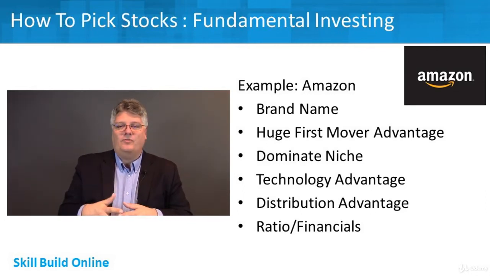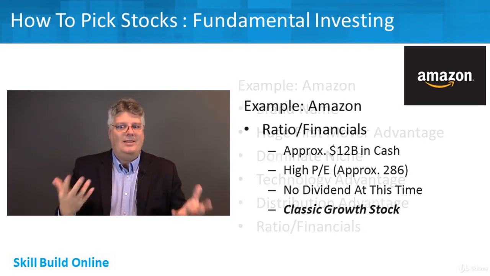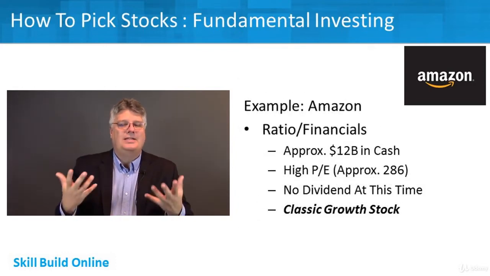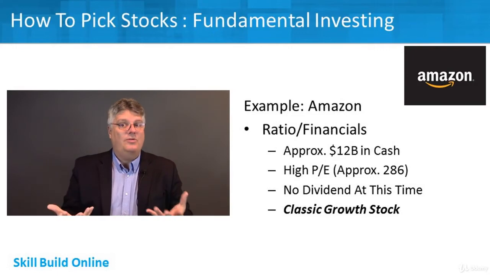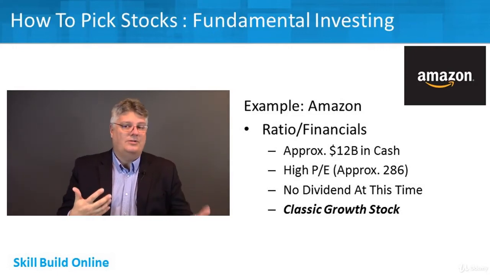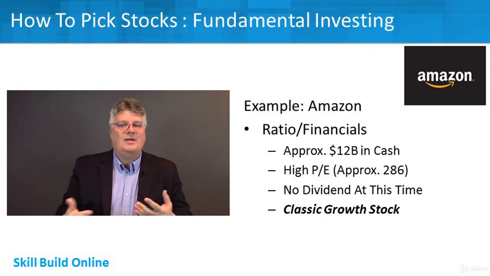Now, if we look at some of the ratios and some of their financials, they've got a lot of cash on hand. They've got tons and tons of cash, which means they can do things with that cash. They can buy things with the cash, other companies, invest in new products. We'll talk about that in a moment, but they've got a lot of cash on hand, which is really good versus maybe a company that's cash strapped.